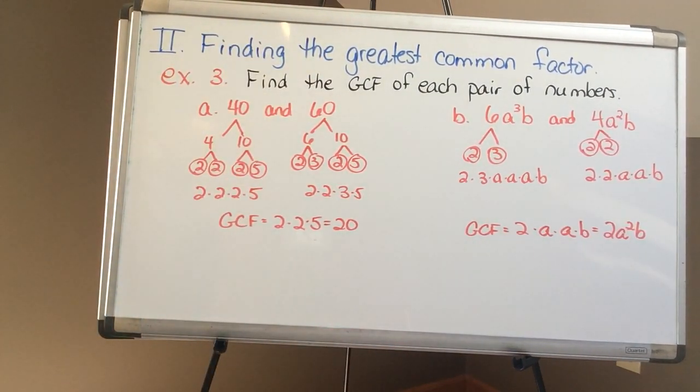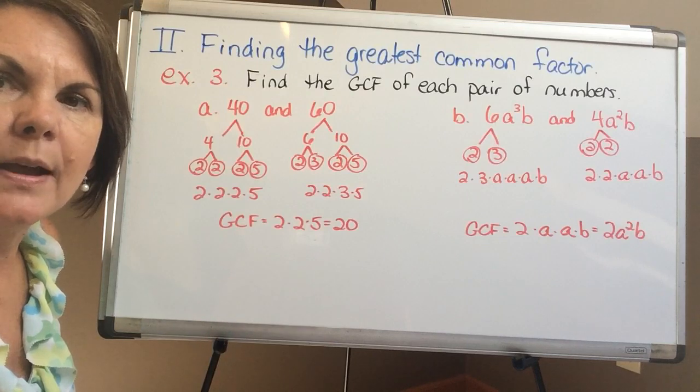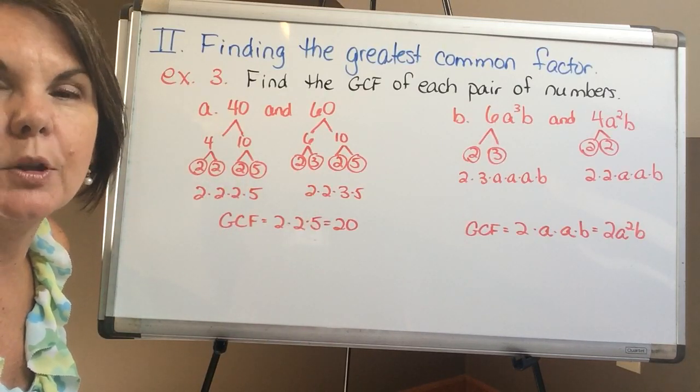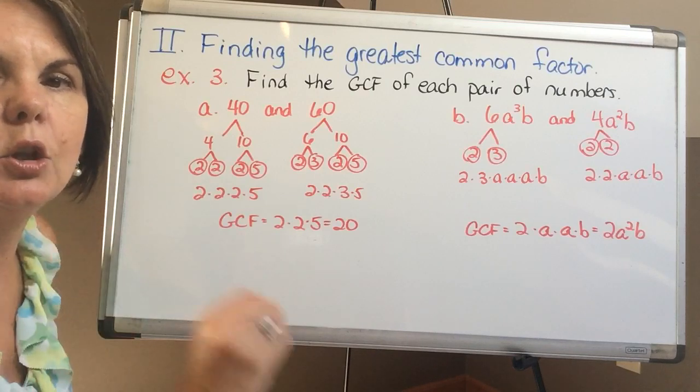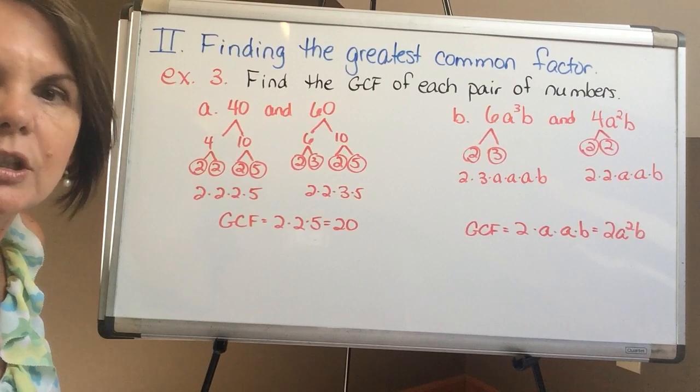Let's take a look here. Finding the greatest common factor. Example 3. Find the GCF of each pair of numbers. What does that mean? A greatest common factor means there will be common factors between the numbers, but the greatest common factor is the largest one that's common in both numbers. So let's start and just use the factor tree.